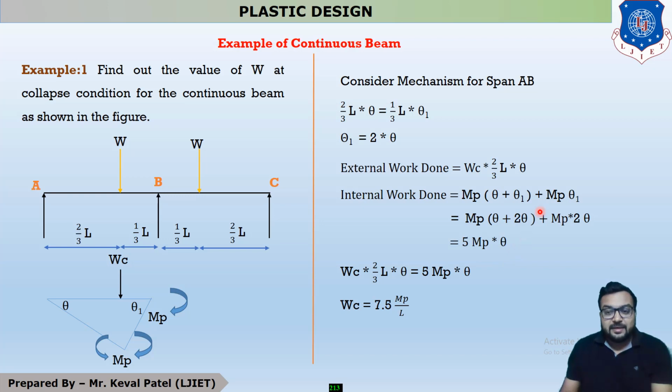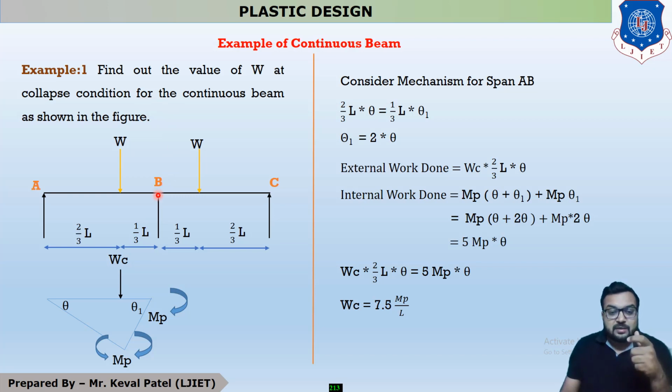Now you can see that your external work is in the form of theta and your internal work done is also in the form of theta. So now that both terms are in the form of theta, you have to equate the values, and in the question it is clearly mentioned to find out the value of W. So we have to make the collapse load our subject. So WC is equal to 7.5 MP by L. Okay, so this is the span AB.